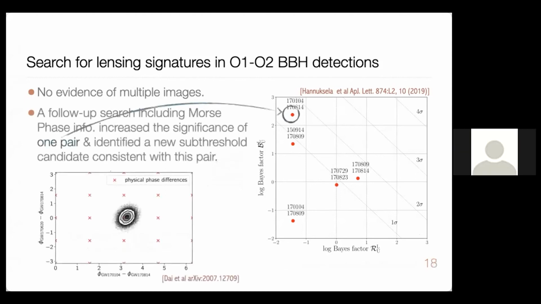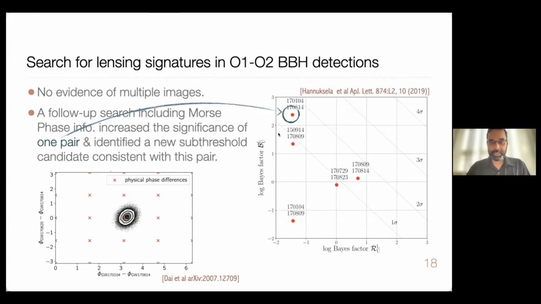In fact, this was followed up by the IAS group a couple of years ago, later than this. Their analysis also included some additional effects, the so-called Morse phase, which I briefly alluded to earlier, that lensing can also introduce some additional phase shifts between the signals. This is a constant phase shift, pi by 2, pi, or 0.